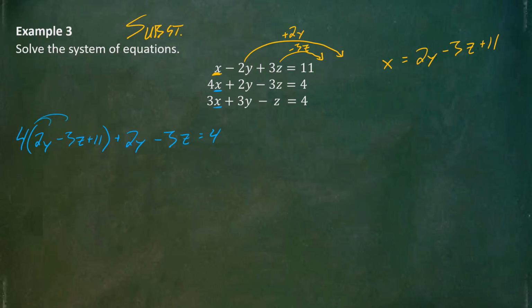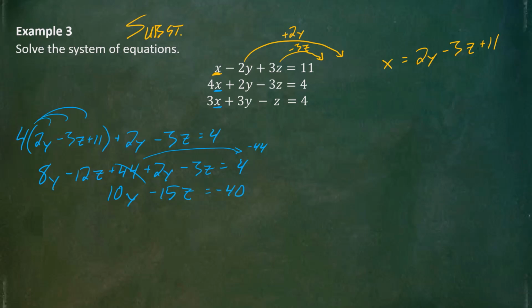If I distribute that 4 through, I'd end up with 8y take away 12z plus 44, and then still having the other 2 terms on this side, positive 2y minus 3z equaling 4, and then start moving some terms around and combining like terms. So I've got a total of 8y and 2y for 10y, negative 12z minus 3 more z is negative 15z, and I can move that 44 over to the other side by subtracting 44. That way it's no longer there, and I would have 4 take away 44 is negative 40.